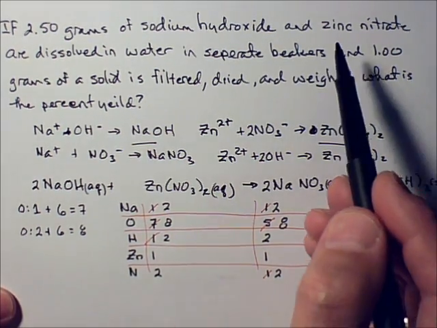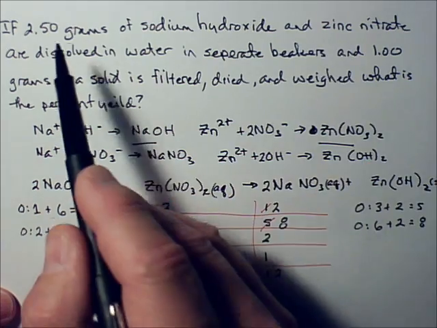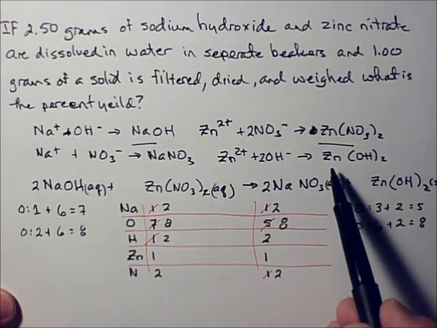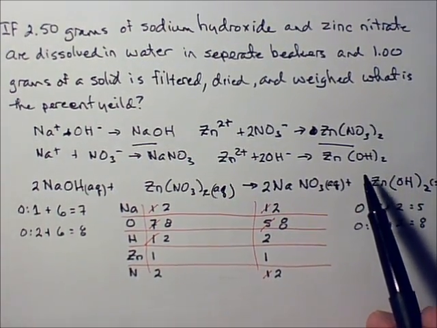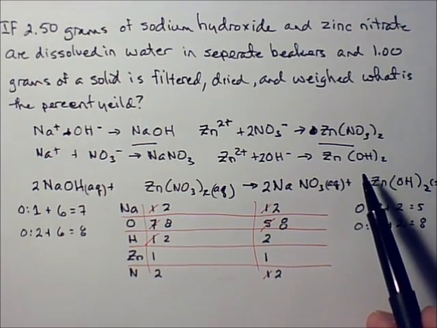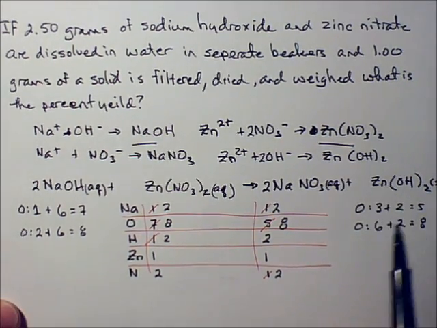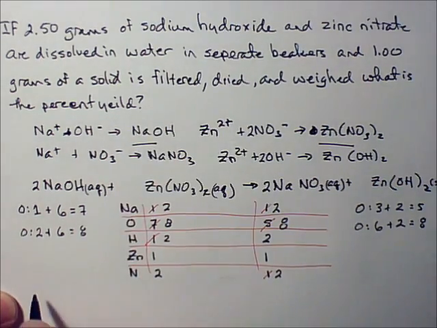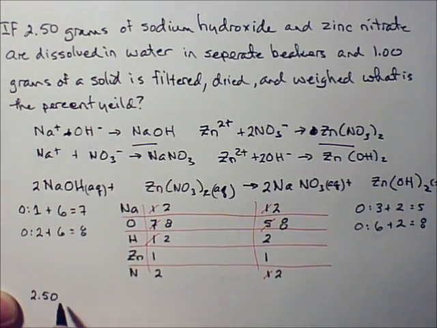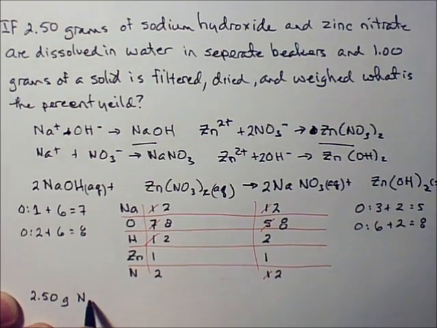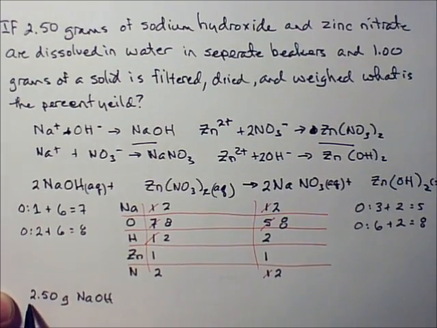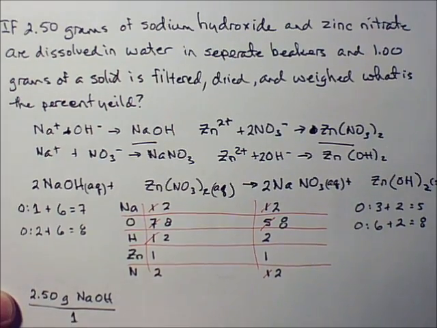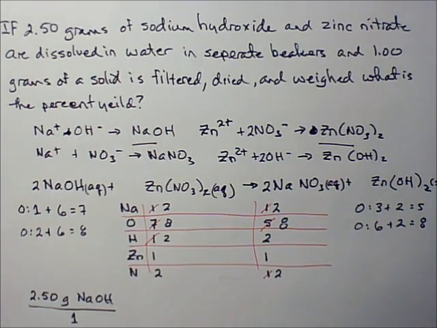And then separately, we're going to do a mass-to-mass calculation starting with 2.5 grams of zinc nitrate to the sodium hydroxide. And by doing that, we're going to identify the limiting reactant and the theoretical yield. So let's start with the 2.5 grams of sodium hydroxide, 2.50 grams. And your starting amounts always go over the number 1. Not 1 mole, not 1 gram, just the number 1. It's a placekeeper.